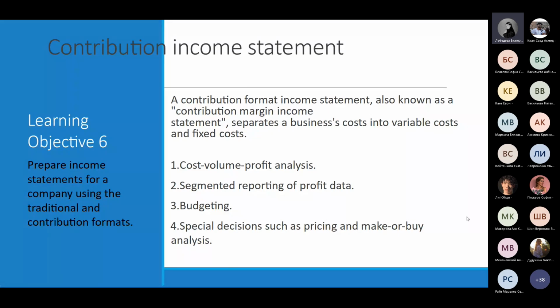So this contribution income statement is also used to provide the cost volume profit analysis and sensitivity analysis. It is used for segmented reporting of profit data, is used in budgeting, and also for special decisions like pricing strategy and development or make or buy analysis. Let's see how to create this.